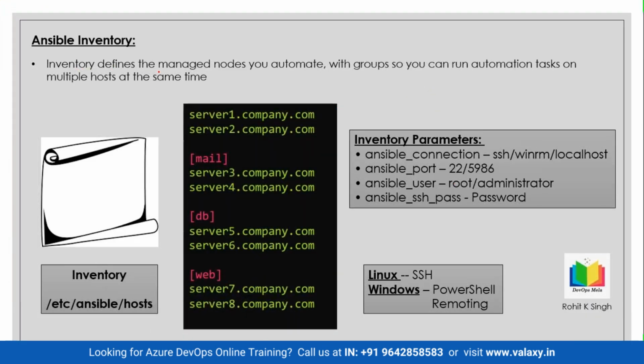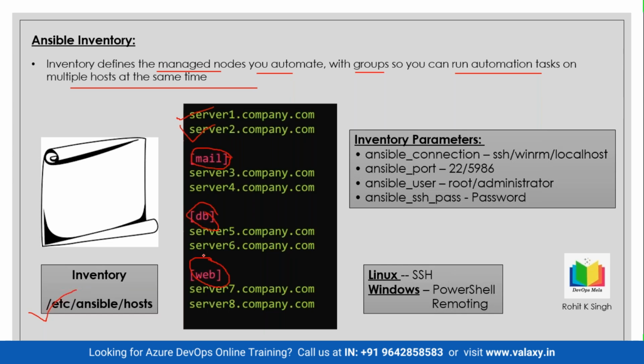So inventory defines the management nodes you automate with groups, so you can run automated tasks on multiple hosts at the same time. So you can do the grouping. This is the default location of the inventory file. This is how you mention an individual inventory entry. If you want to do grouping like mailing server, DB server, web server, this is how the grouping happens.